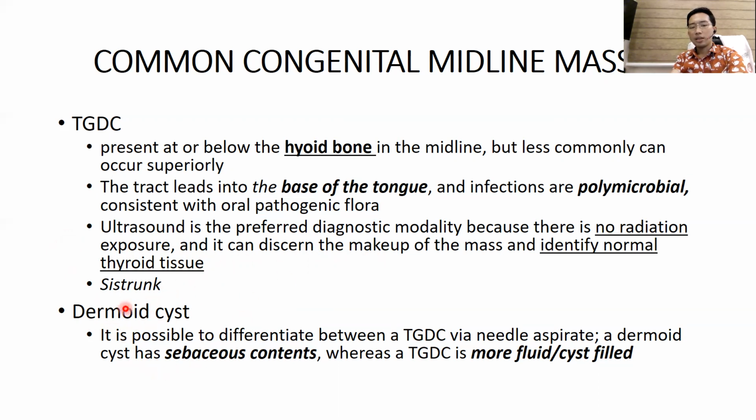Next is the dermoid cyst. It is possible to differentiate it from the TGDC via needle aspirate. Remember, class, that the dermoid has sebaceous contents, whereas the thyroglossal duct cyst is more fluid and cyst filled.